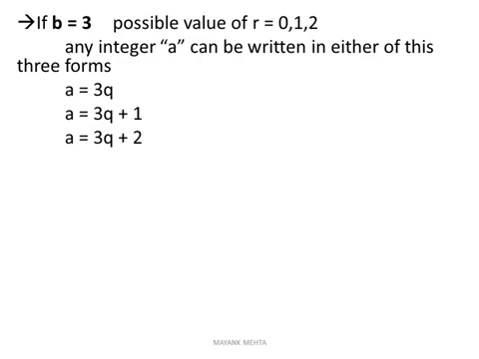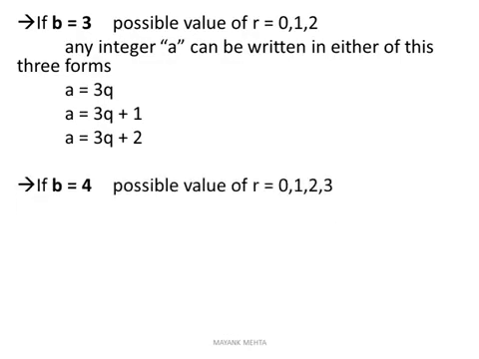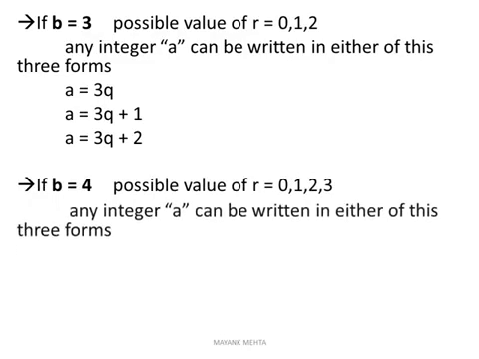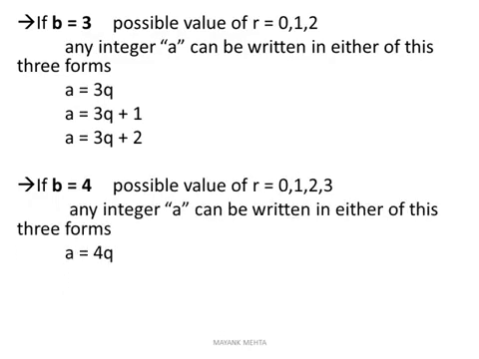Here we have select b is equal to 3. If we select b is equal to 4, then possible value of r will be 0, 1, 2 or 3. That means any integer a can be of the form 4q or 4q plus 1 or 4q plus 2 or 4q plus 3.